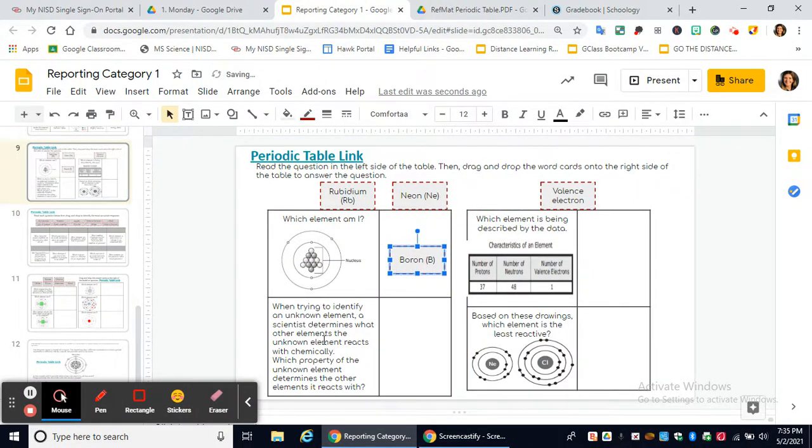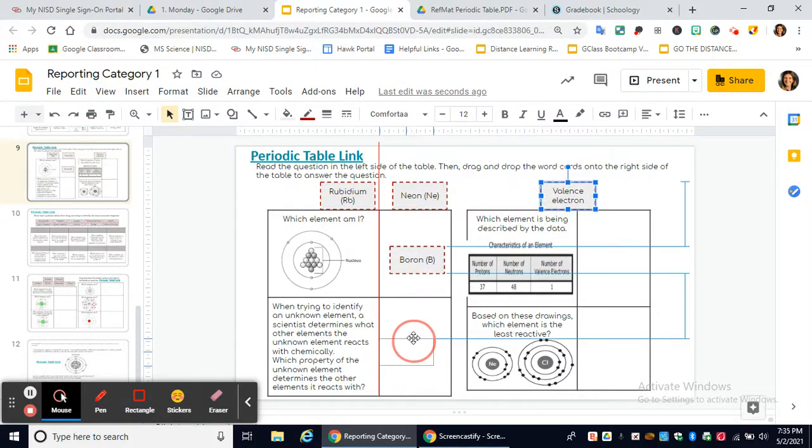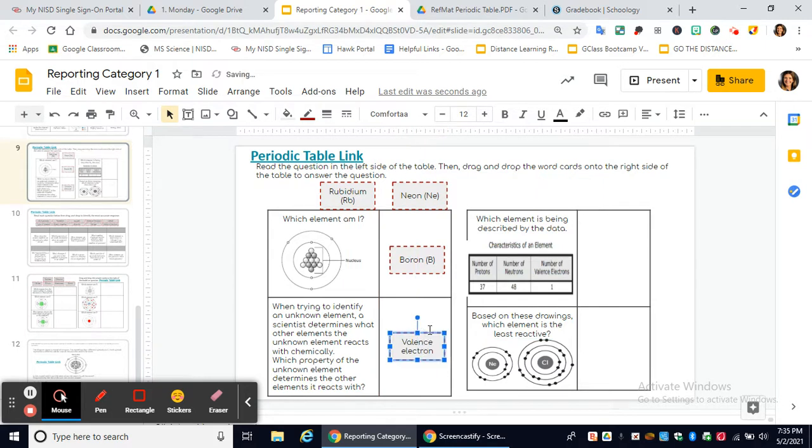When trying to identify an unknown element, a scientist determines what other elements the unknown element reacts with chemically. Which property of the unknown element determines the other elements it reacts with? These are going to be your valence electrons. Valence electrons are going to tell you its chemical reactivity, how it wants to react with other elements. Remember, if it has 4 valence electrons, it's going to try to get 4 more to have a full outer shell.